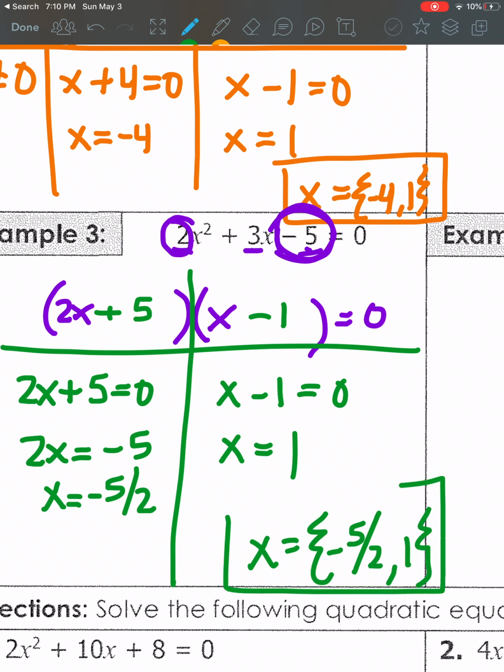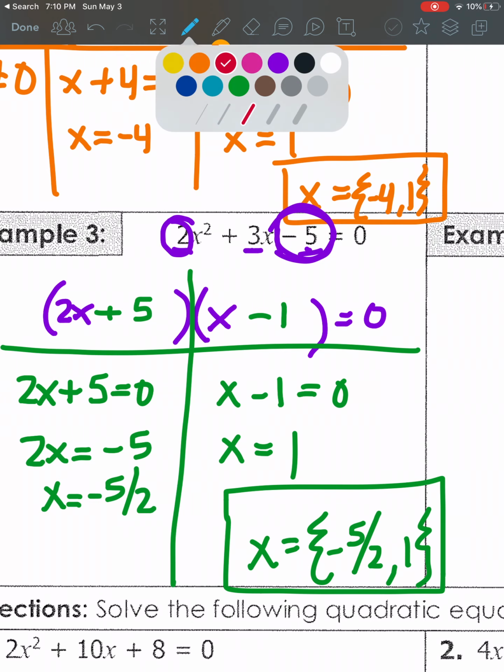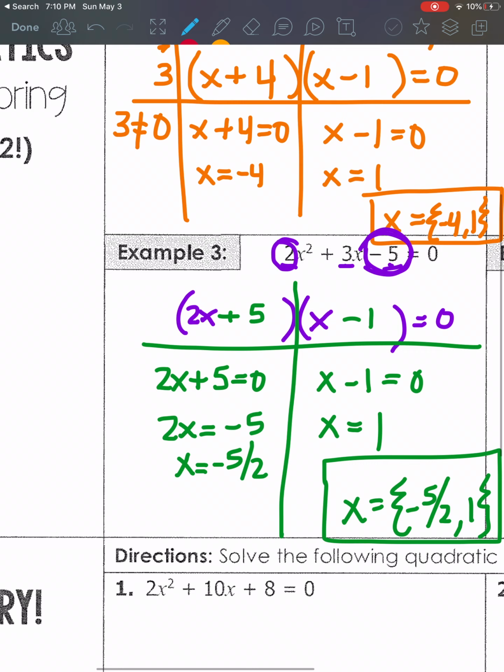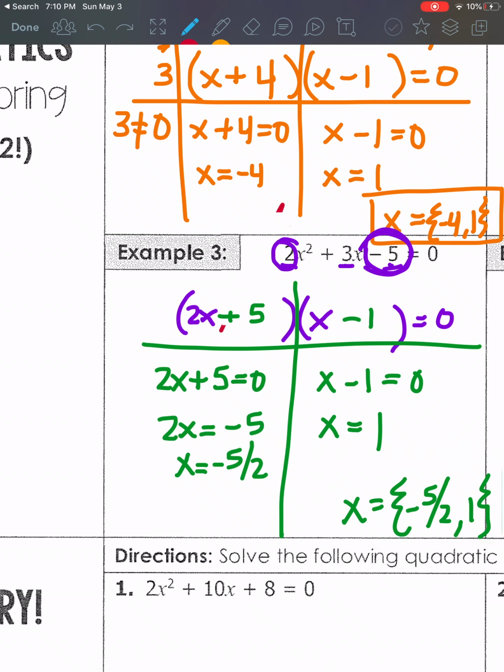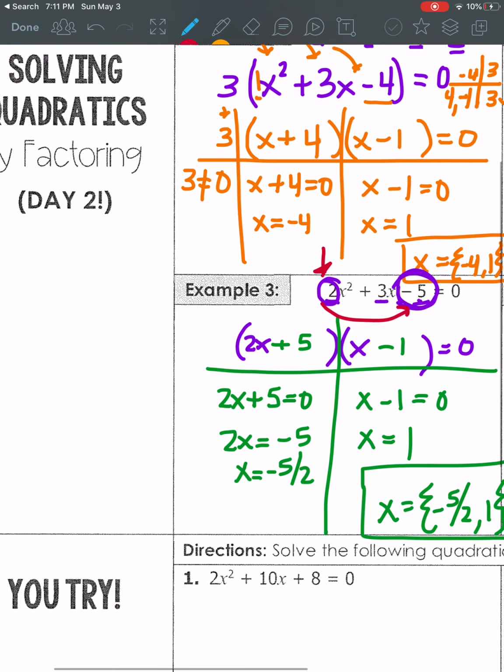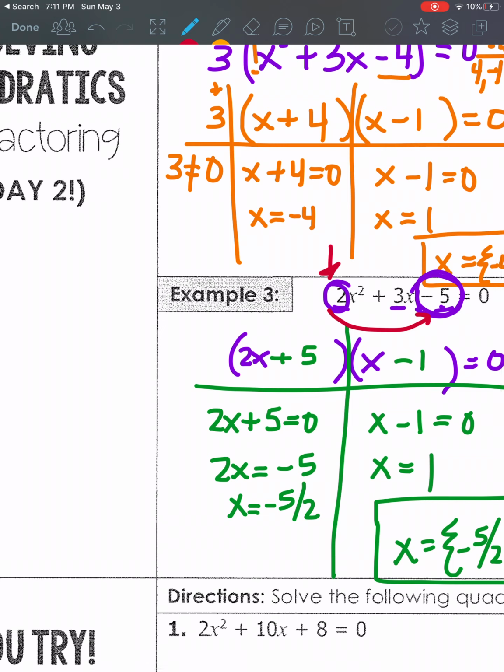All right, at school, Miss H taught you the slip and slide method. So I'm going to come off to the side here. Remember, that means we take the a value of 2, and we multiply it by c, and then we rewrite that polynomial. So we'd have x squared plus 3x minus 10, and then we would factor this.